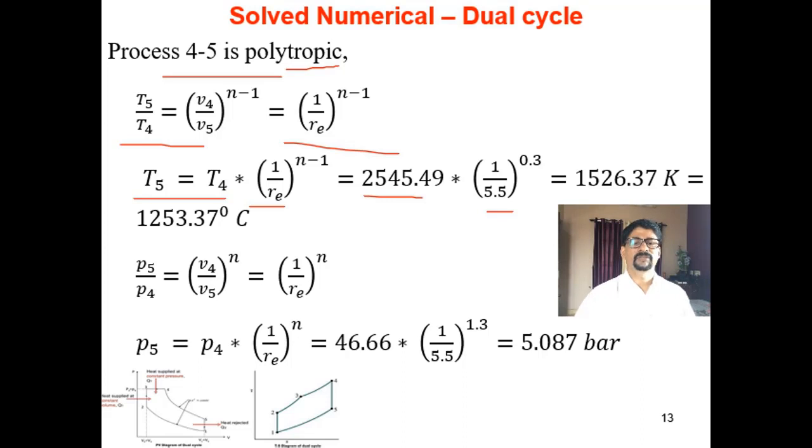Similarly, you can find out the pressure P5. P5 by P4 is equal to V4 by V5 to the power n, or 1 by Re to the power n. So P5 is equal to P4 into 1 by Re to the power n. Substitute and simplify. So you'll get it as 5.087 bar. This is how you first find out only temperatures up to T4, then you start finding pressures. Then finally you find out T5 and P5. So this is how you have to proceed.